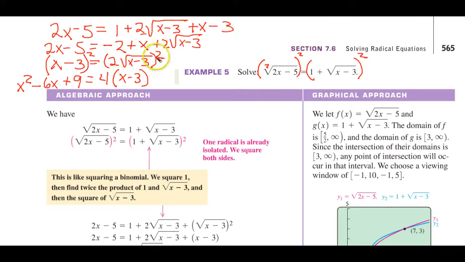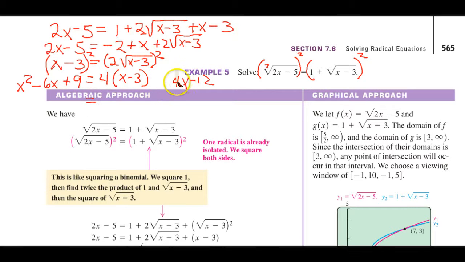So squaring the 2, I get a 4. Squaring this, I just get the radicand. Now I multiply through. Let me just do that over here. So this is going to be a 4x minus 12.